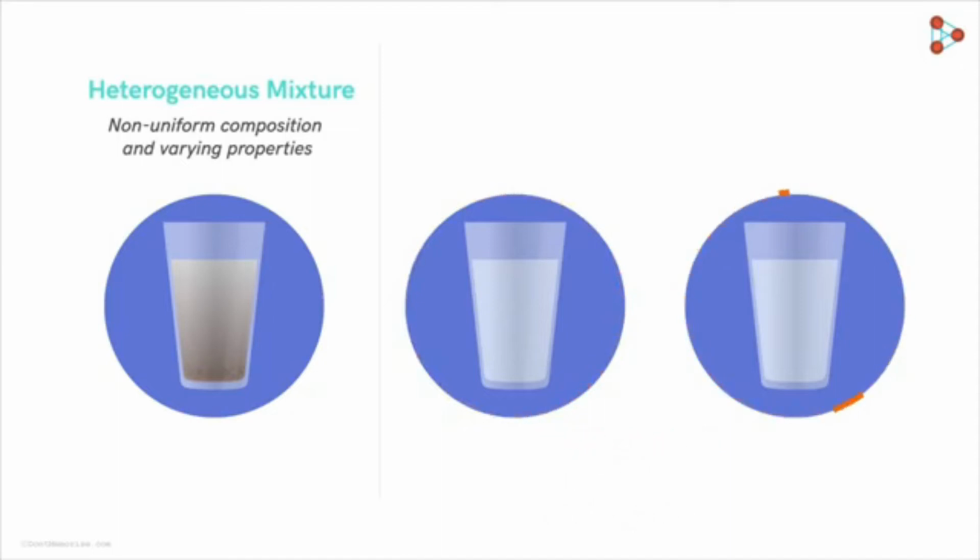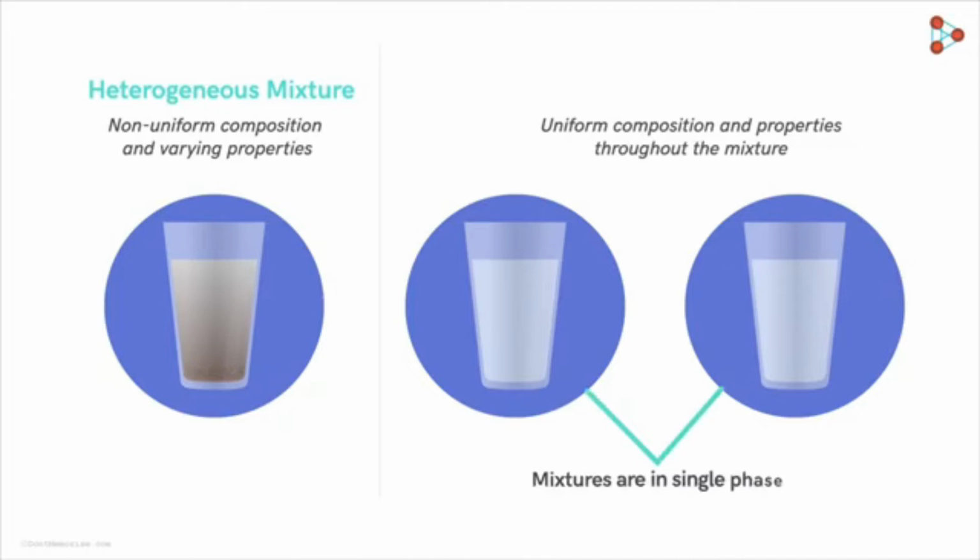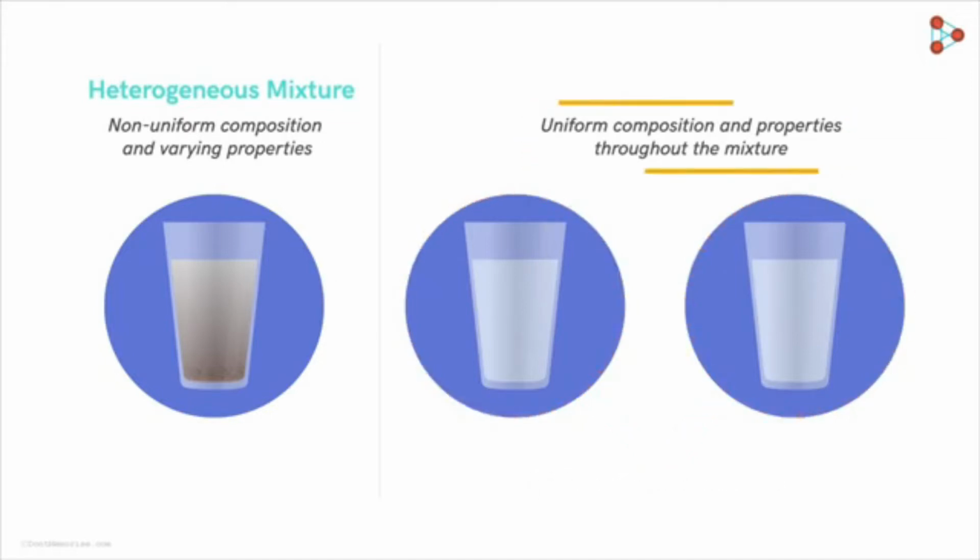And in the second and third mixtures, their composition and properties are uniform throughout the mixture and its components are in a single phase. That is, we cannot separately see the individual components. So, this type of mixture is what we call a homogeneous mixture.